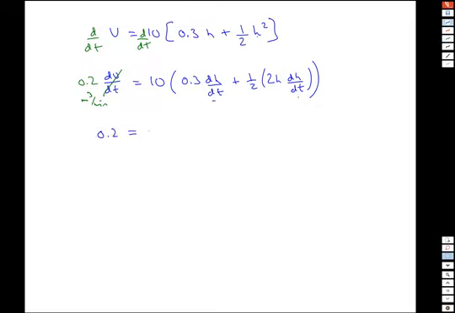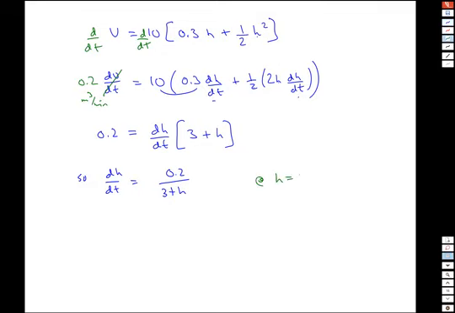So 0.2 is equal to, both terms have dh/dt, so dh/dt times 10 times 0.3 is 3. And this is half times 2 is 1, so just plus h. So dh/dt is 0.2 over 3 plus h. And we were asked for this when the height equals 30 centimeters, which is 0.3 meters. Sub that in for h, and we get 0.2 over 3 plus 0.3, and that gives us a number, which is what the question was asking for.